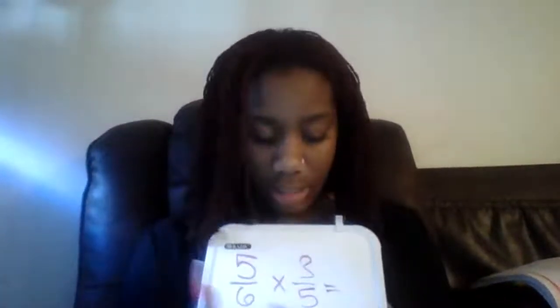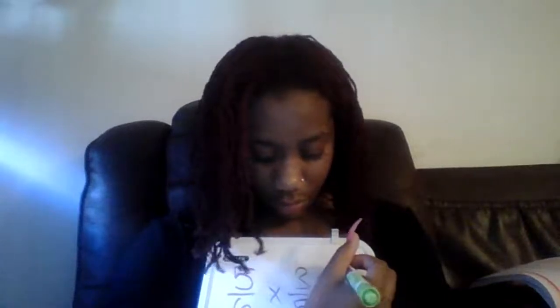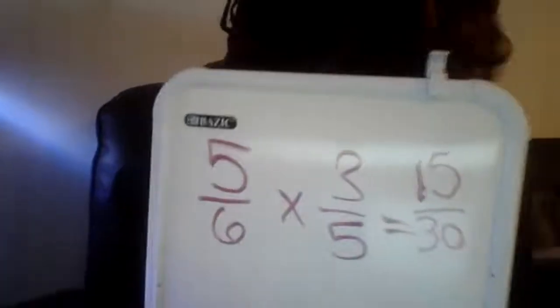We got 5 over 6 times 3 over 5. Because it's multiplication, I don't have to make the denominators common. I can leave them different. I'm just going to multiply across. So 5 times 3 is going to give me 15. And 6 times 5 is going to give me 30. And that's your answer. Now we'll get into simplifying the fractions next week.